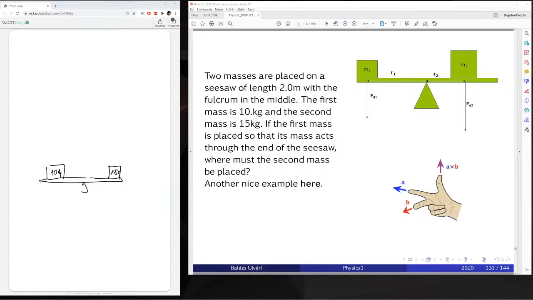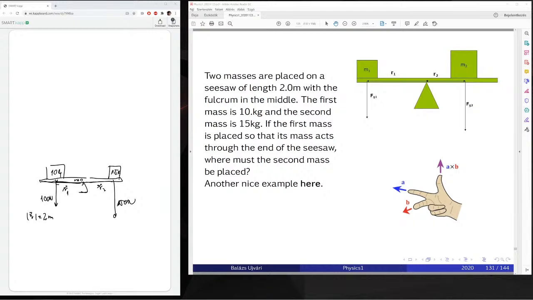Sorry, I'm back. So this is a rigid body. This is of course a system which contains a massless seesaw and two masses. Here we have 100 Newton as weight. Here we have 150 Newton. And this R1 is 2 meter. And the question is R2. How can we calculate it?